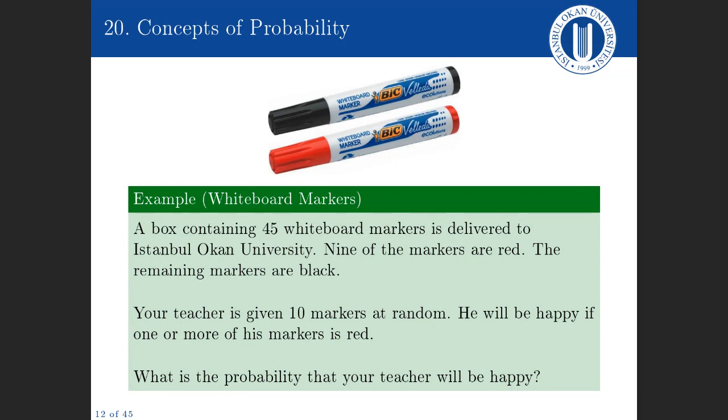So what we could do is we could calculate the probability that I get 1 red marker, plus the probability that I get 2 red markers, plus the probability I get 3 red markers, plus the probability I get 4 red markers, and so on, all the way up to the probability that I get 9 red markers. But that's going to be a long calculation. Instead, we're going to use the theorem. We're going to calculate the probability that I will not be happy, that I don't get at least 1 red marker, and then we're going to do 1 minus this.